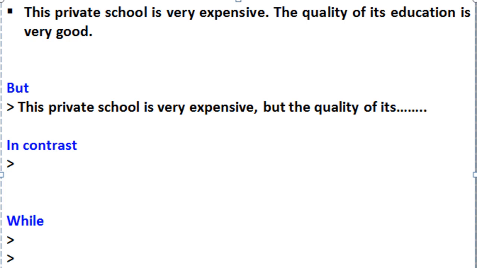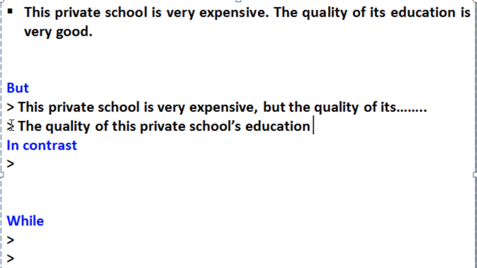We can also say the quality of this school's education is very good, but it is very expensive. Let us write it. The quality of this private school's education is very good, comma, but it is very expensive.